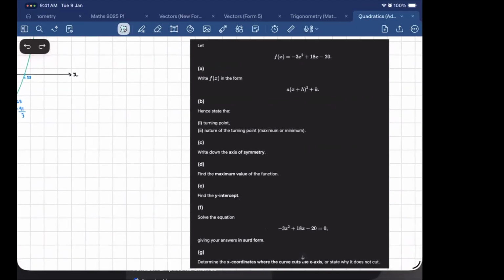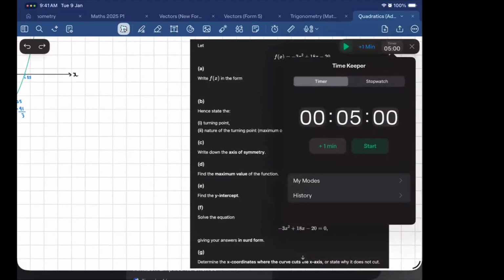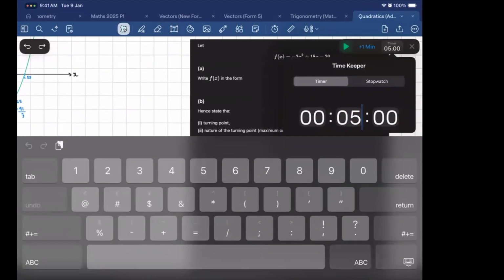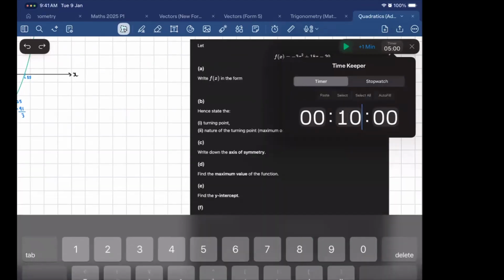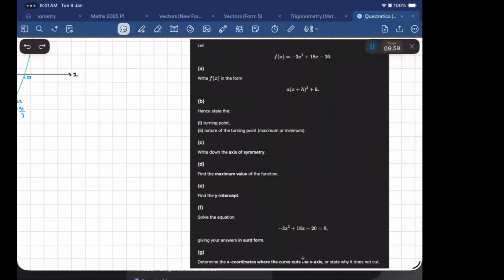I'm giving it only 10 minutes for this question because I want a good sketch as well. Right, so your time starts now. Give the question a go.